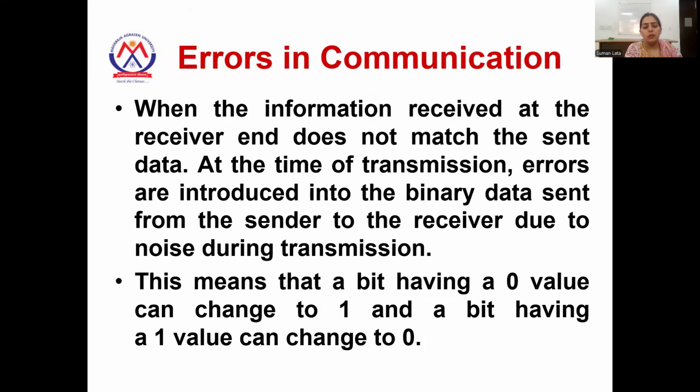Errors in communication: when the information received at the receiver's end does not match the sent data at the time of transmission, errors are introduced into the binary data sent from the sender to the receiver due to noise during transmission. This means that a bit having a 0 value can change to 1 and a bit having a 1 value can change to 0 and vice versa.